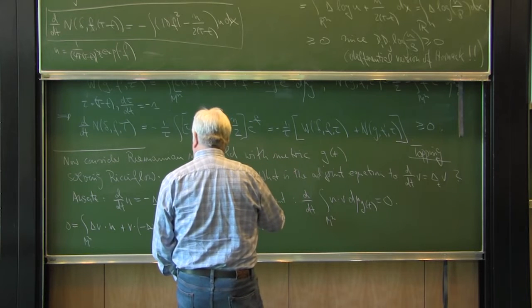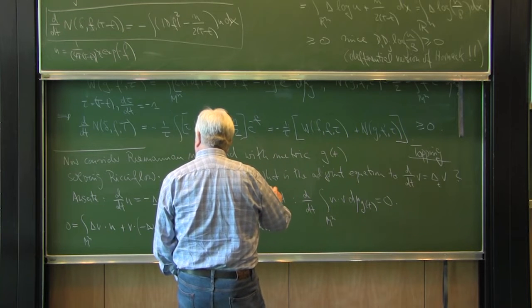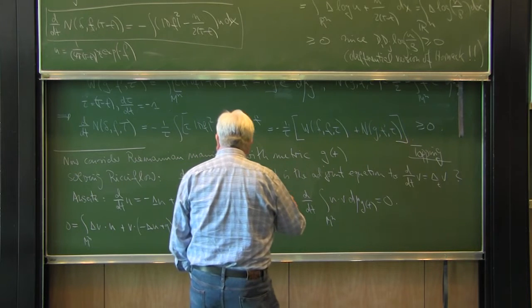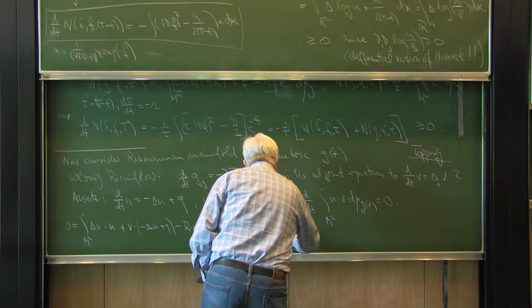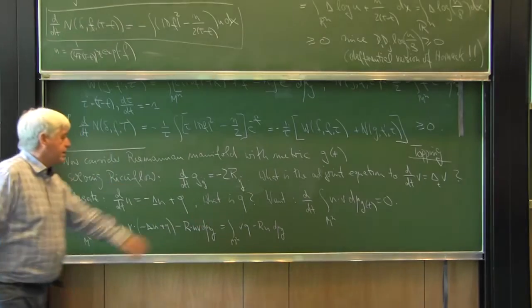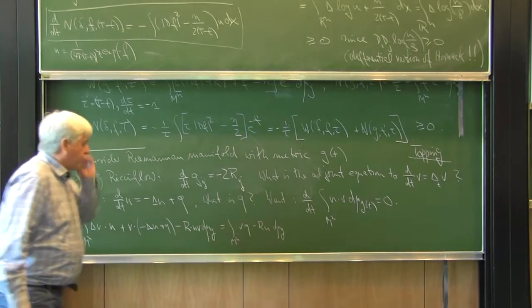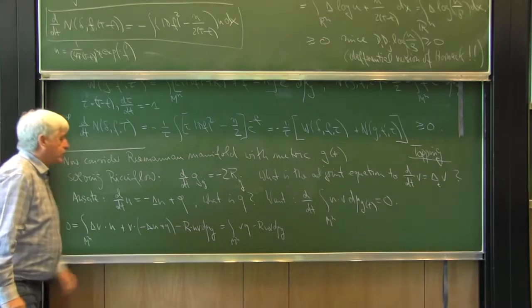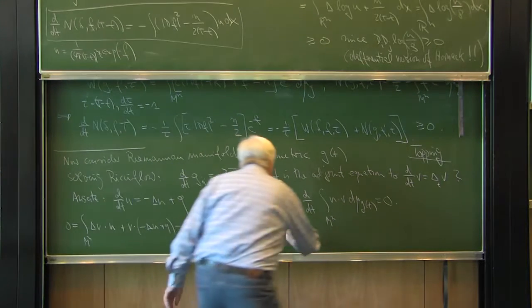V times q minus r times u d v g. Right. So it's clear that there's a v missing. So it's clear what q should be. Q should be equal to r times u.